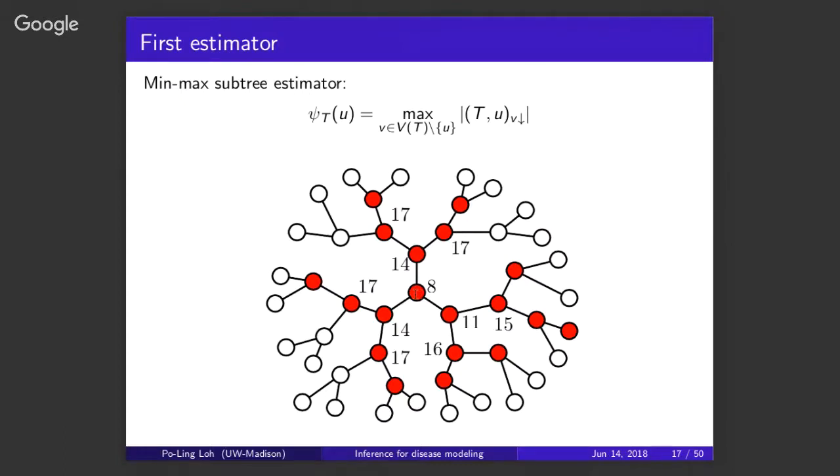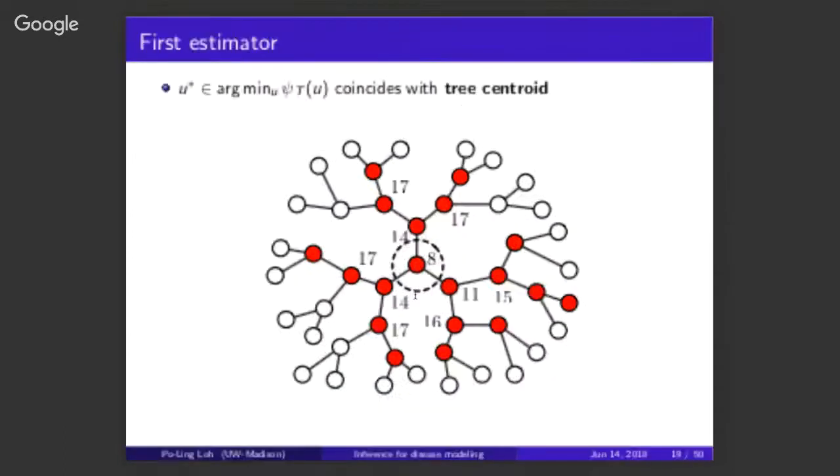Okay, so it turns out that if you calculate the node that minimizes this value, you'll actually get something called a tree centroid. The tree centroid is just a notion in graph theory. And actually, one characterization is exactly what I said. Another characterization is that it's the node that, if you sum up all the distances to all other nodes in the network, is minimal. So there are several different characterizations of a tree centroid.